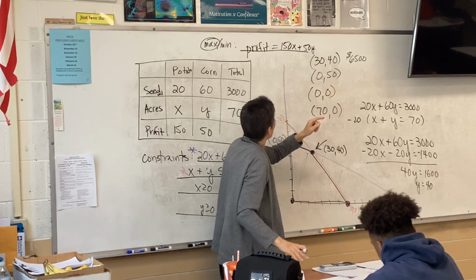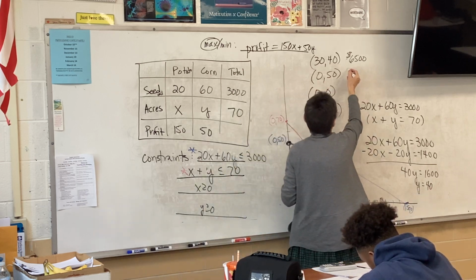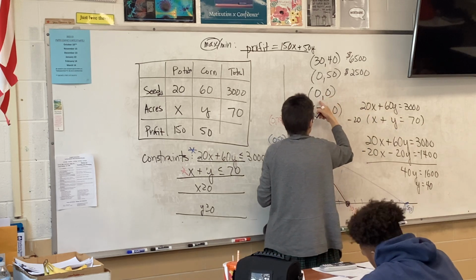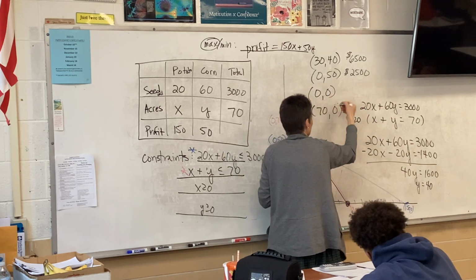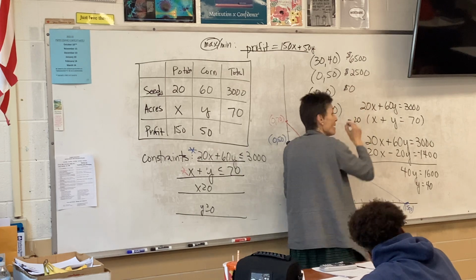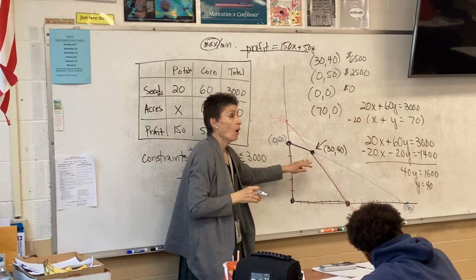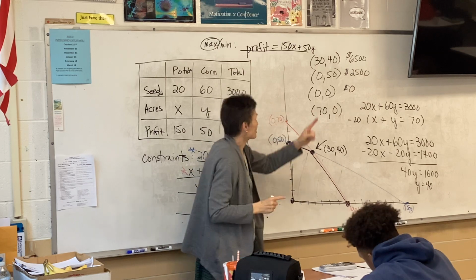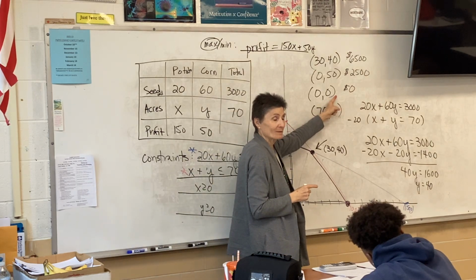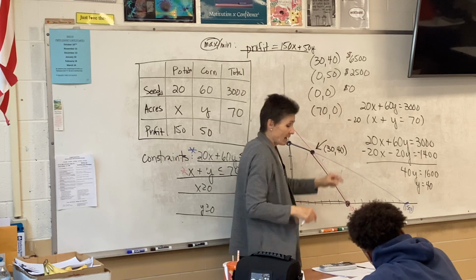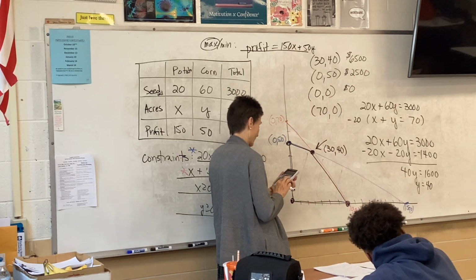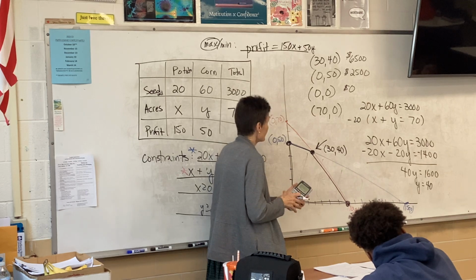All right? What about this one? What if he doesn't plant anything? Then it's 0. Remember, this figure always gives you a maximum and a minimum. So there's the minimum. Don't plant anything, don't make any money. How about 70, 0? Ooh, that's 10, 5.